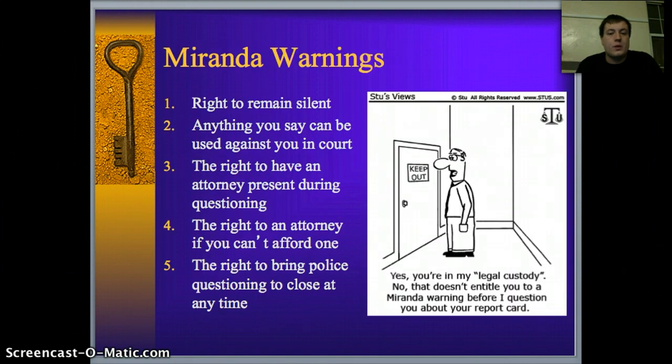We think of our Miranda warnings. One, the right to remain silent. Two, anything you say can be used against you in a court of law. Three, the right to have an attorney present during questioning. The right to an attorney if you can't afford one, and the right to bring police questioning to a close at any time. When we watch police movies or any kind of TV shows like that, we often think of these. These need to be read to you if you are handcuffed.